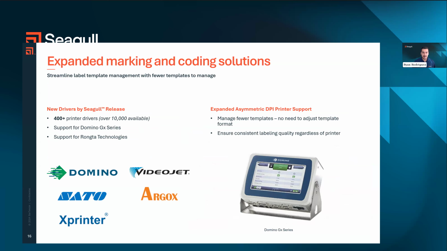When paired with our expanded asymmetric DPI printer support, you can now look to streamline your label template management and manage fewer templates, as you no longer need to adjust your template format to the specific specifications of said printer. You can just easily start working with that one template instead, and therefore ensure consistent labeling quality regardless of whichever printer you're looking to use and print to.